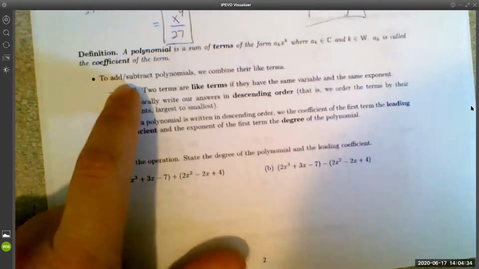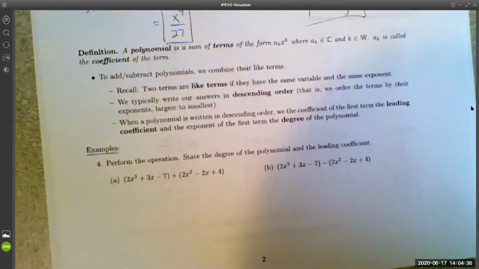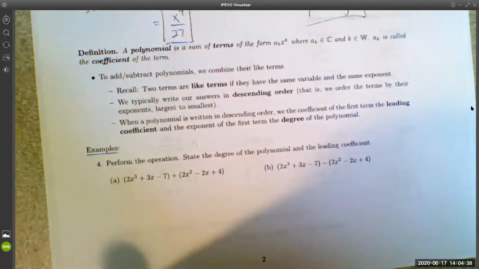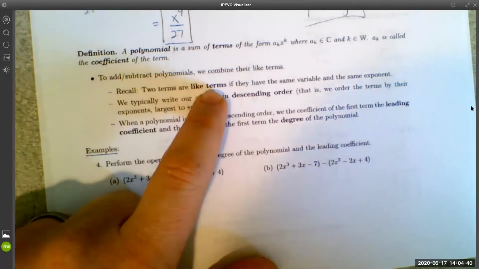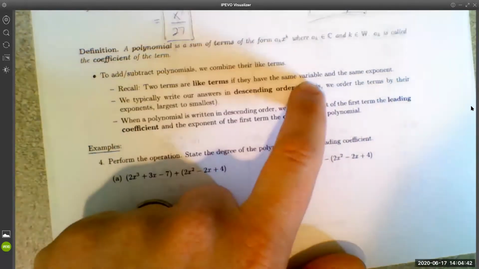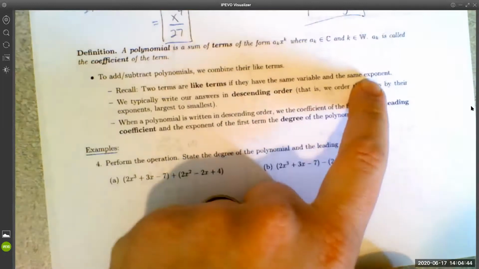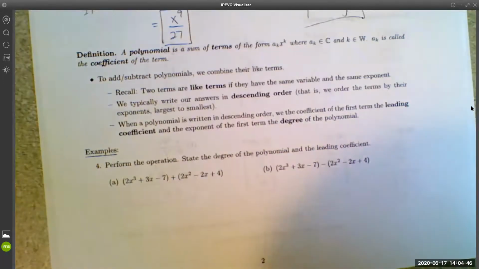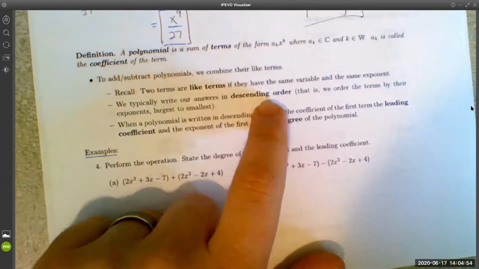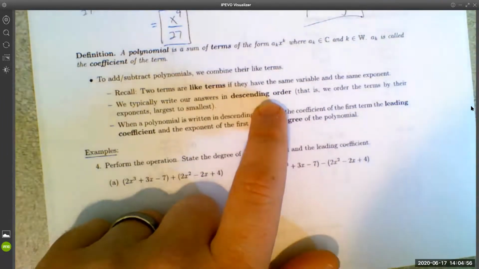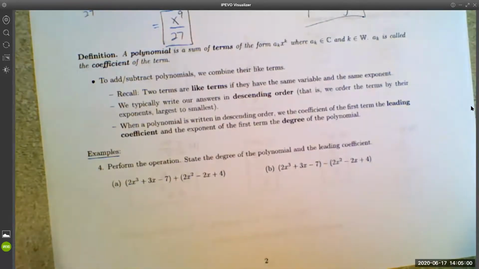To add or subtract polynomials, we combine their like terms. And just as a reminder, like terms are 2 terms that have the same variable and the same exponent, right? They have to have matching exponents, otherwise you can't add and subtract them. When we are adding and subtracting polynomials, we like to write our answers in descending order. So we put the largest exponent first, and then the next largest exponent, and so on and so forth, until we get to the smallest term.